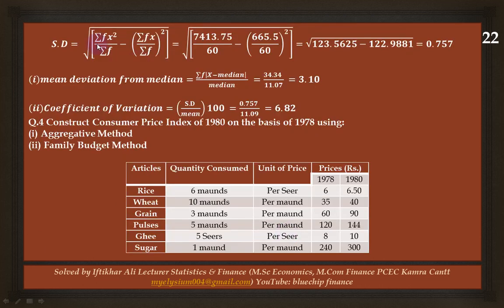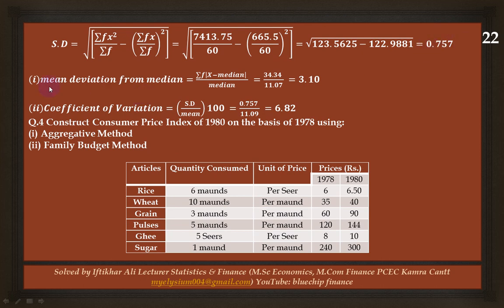After that, standard deviation is the square root of sum of fx square over sum of f minus (sum of fx over sum of f) whole square. Just simply put the values into the formula and the standard deviation is 0.757.